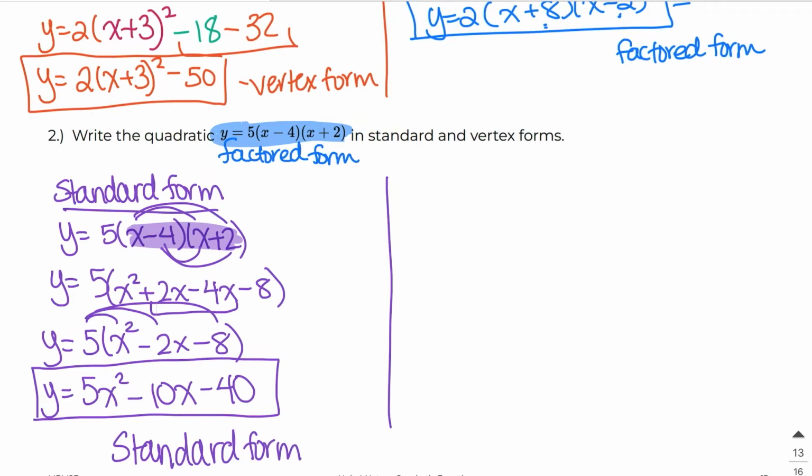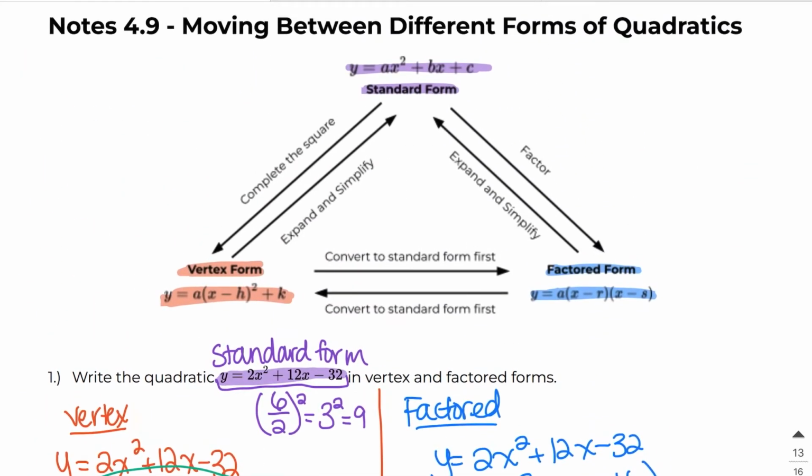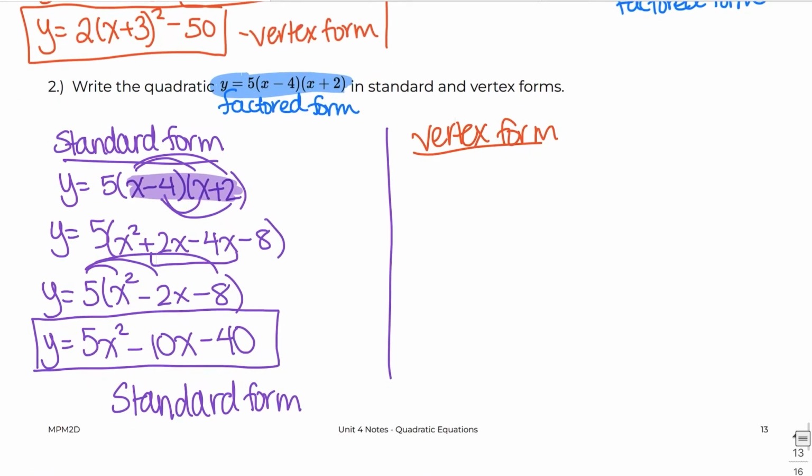Now we need to move this to vertex form. So let's take a look at what our graphic organizer says up here about vertex form. To go from factored form to vertex form, we have to convert to standard form first. So if you look right here, we've already put ours in standard form, and now I want to go from standard form to vertex form, and the way that I do that is by completing the square. So more practice with completing the square from standard form.